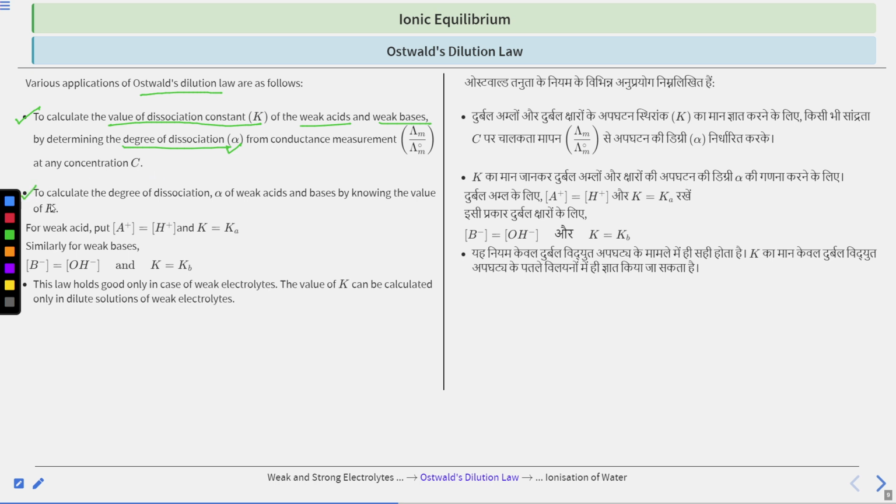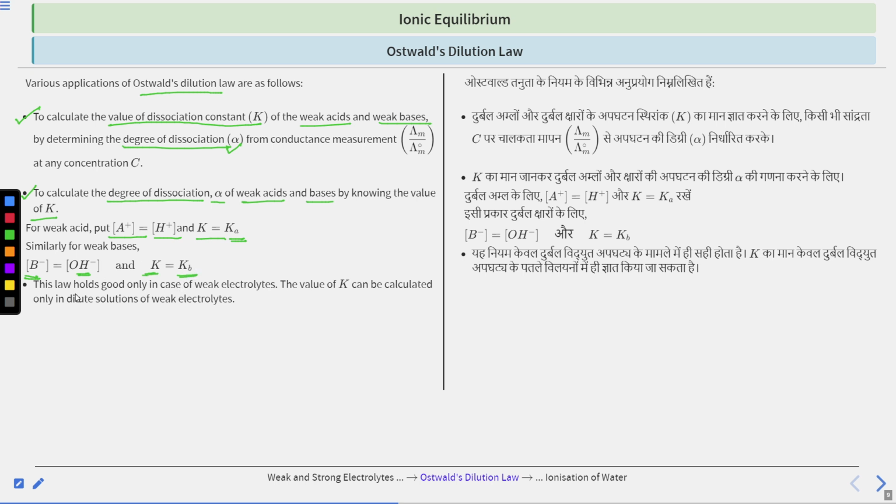Second application, to calculate the degree of dissociation alpha of weak acids and bases by knowing the value of K. So it is interrelated, right? You can use the Ostwald dilution law for calculating the value of dissociation constant using the degree of dissociation, and you can also calculate the degree of dissociation alpha of weak acids and bases by knowing the value of K. So for weak acids, put A positive equals H positive and K equals Ka. Similarly, for weak bases, B negative will be OH negative and K will be equal to Kb.